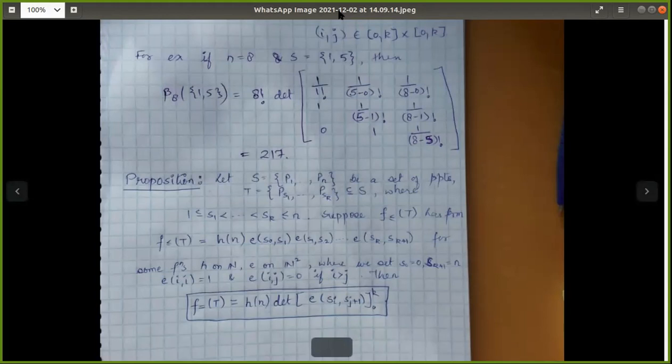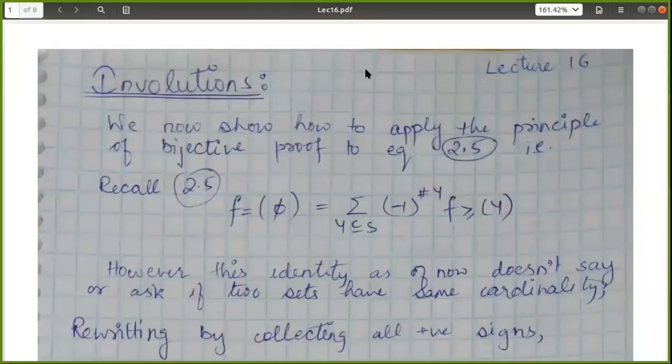So is my screen visible now? Yes. What are you able to see? Involutions, right? Yes. Okay.